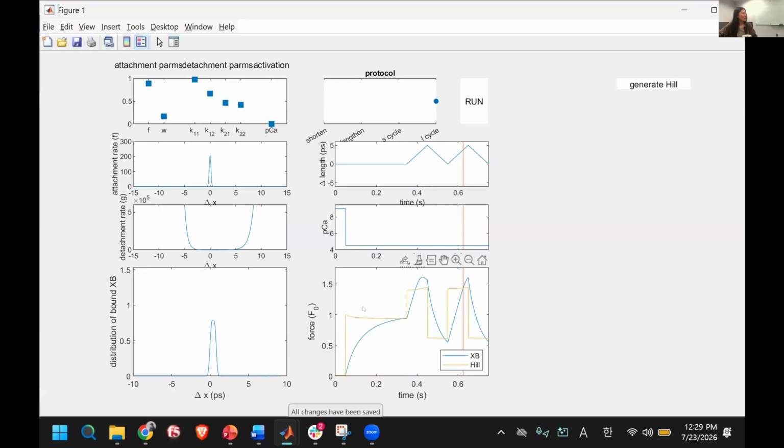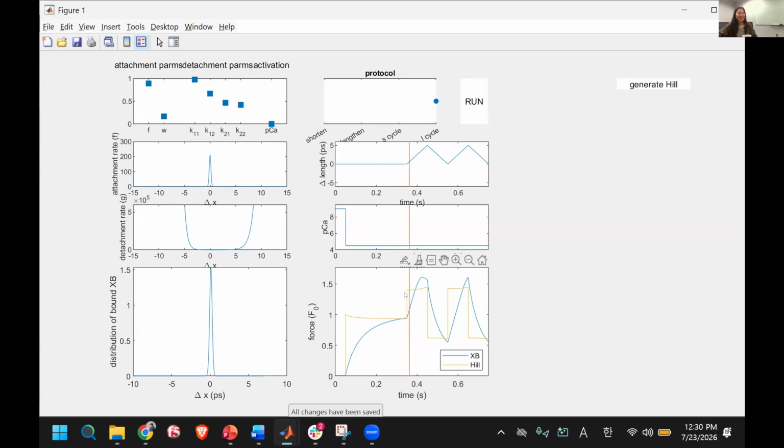And does anyone have an explanation of why we have a different amount of force using this GUI? All right, any guess on why the force is different? Is it the history that's leading up to it? Yeah.